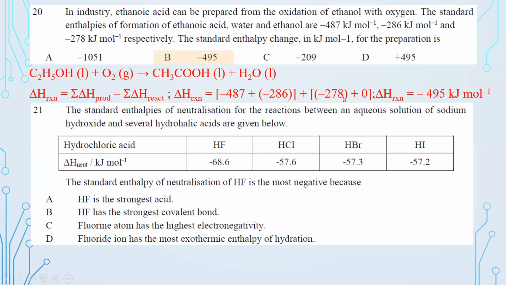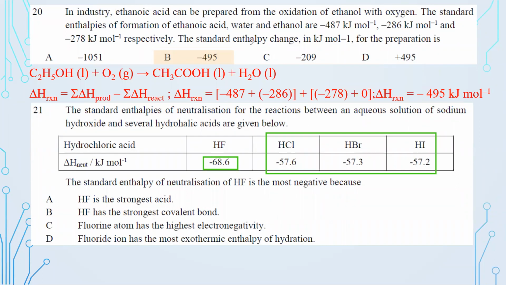Okay, then 21. The standard enthalpy change of neutralization for the reaction between aqueous solutions of sodium hydroxide and several hydrochloric acid is given below. You can see in here, all of them have almost the same value for HCl, HBr, HI, but HF is slightly different. HF is higher.